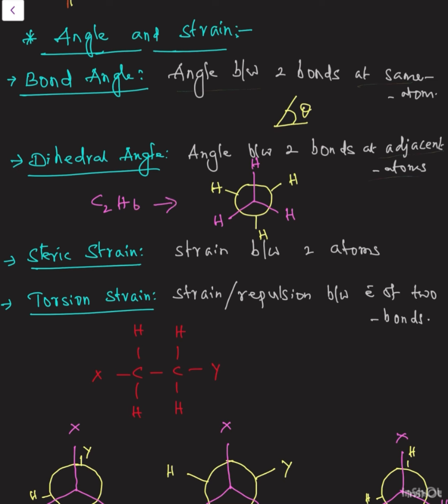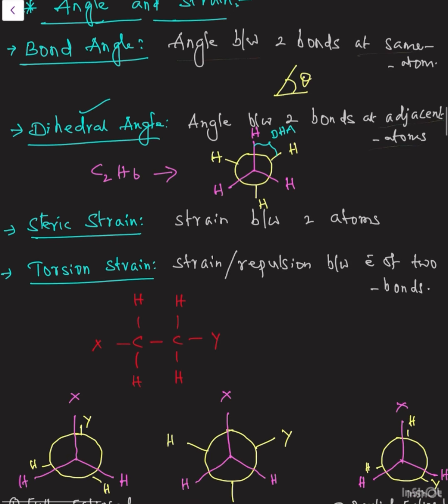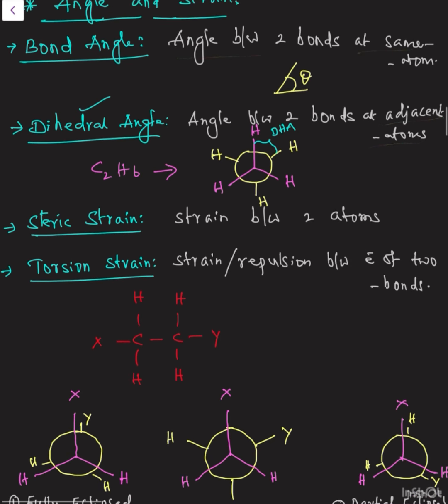Now dihedral angle is nothing but the angle between the two adjacent atoms, that means this angle. So this is called the dihedral angle, DHA I'm writing. Okay, dihedral angle. Now strains are also of two types, that is steric strain and torsional strain.